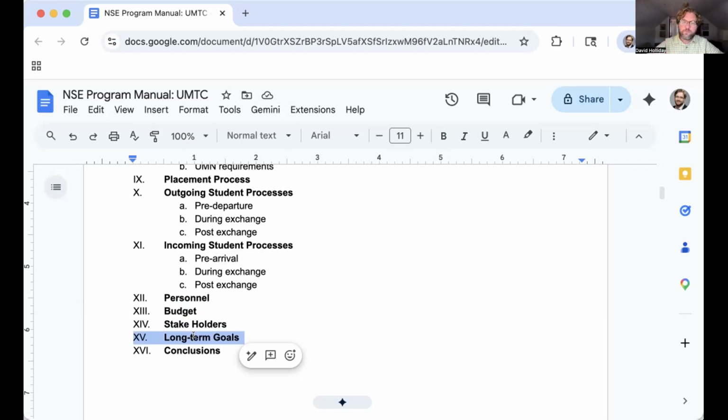But there are some other long-term goals I have regarding helping students make meaning of the experience, doing a little bit better job with reflection before, during, and after the exchange, setting up a mentor program and things like that. So I do have some long-term goals that I'll be listing there as well.